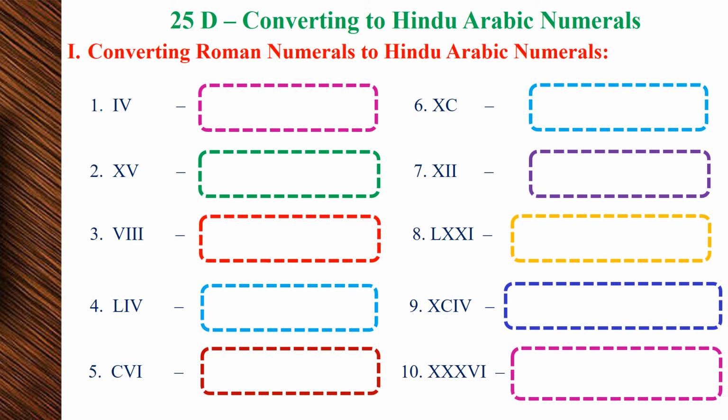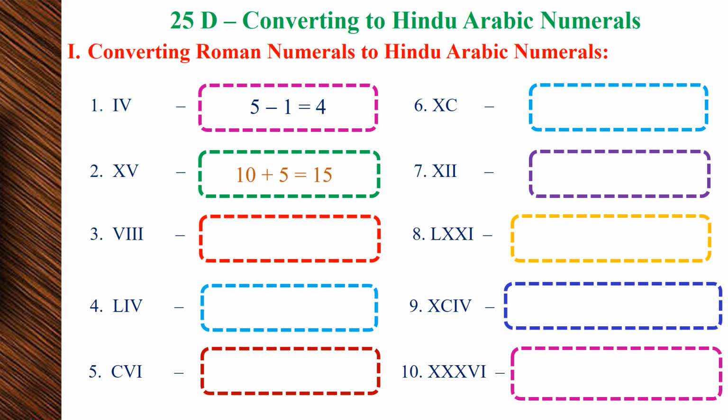Converting Roman numerals to Hindu-Arabic numerals. First question, IV. We know the values for I and V. I is smaller than V. So, 5 minus 1 is equal to 4. Second sum, XV. We know that X is greater than V. So, it should be added. 10 plus 5 is equal to 15.